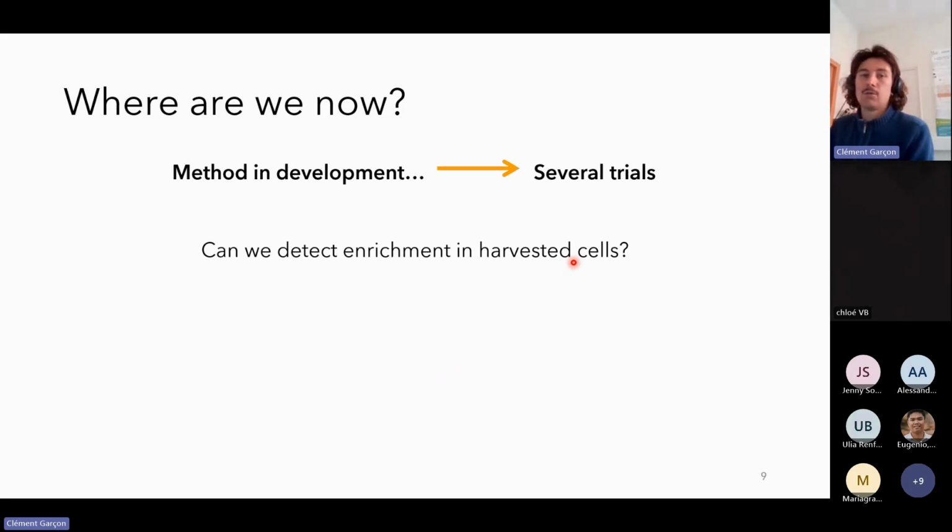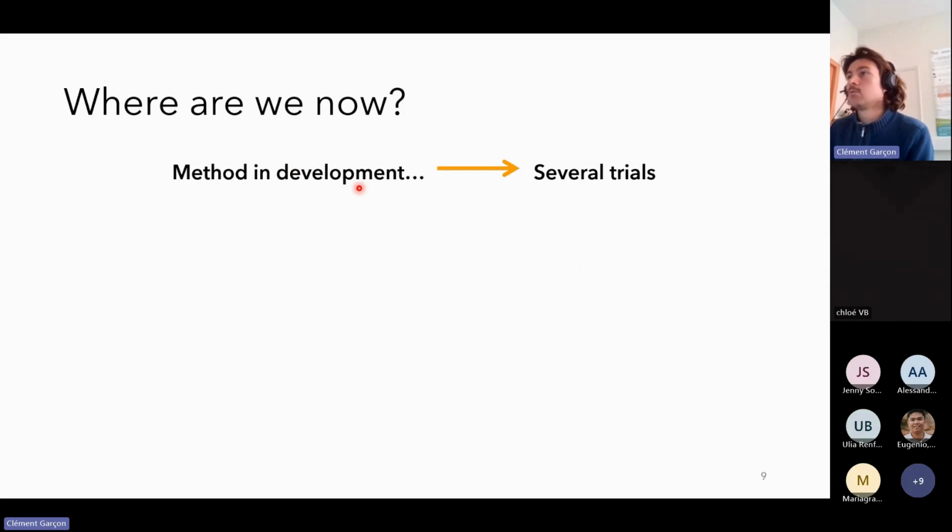And so where are we now? Very quickly, it's a method that is in development. So we are working on this for now in the lab still, and I'm going to present you here the results from several trials that are mixed together.